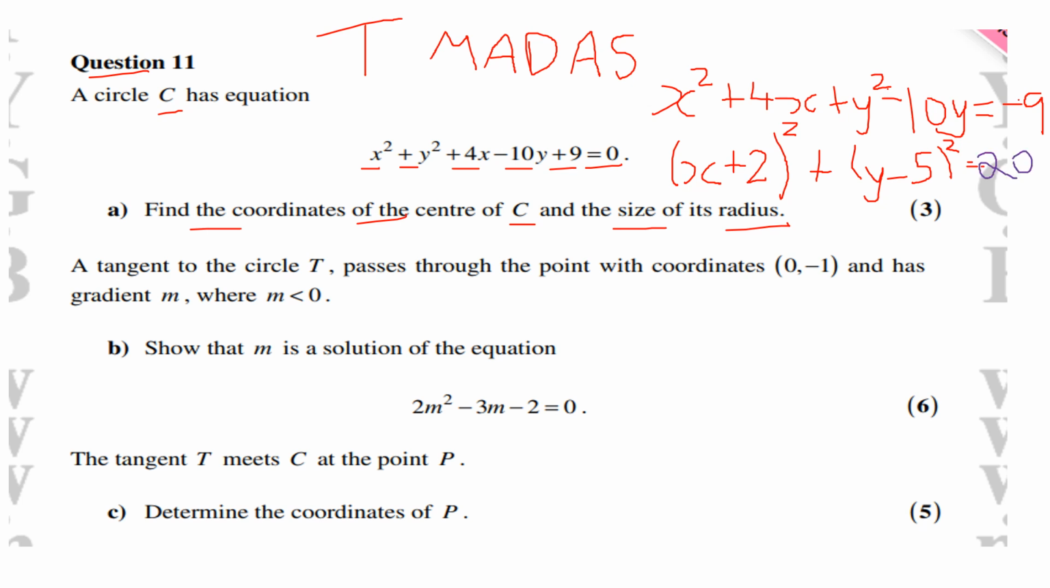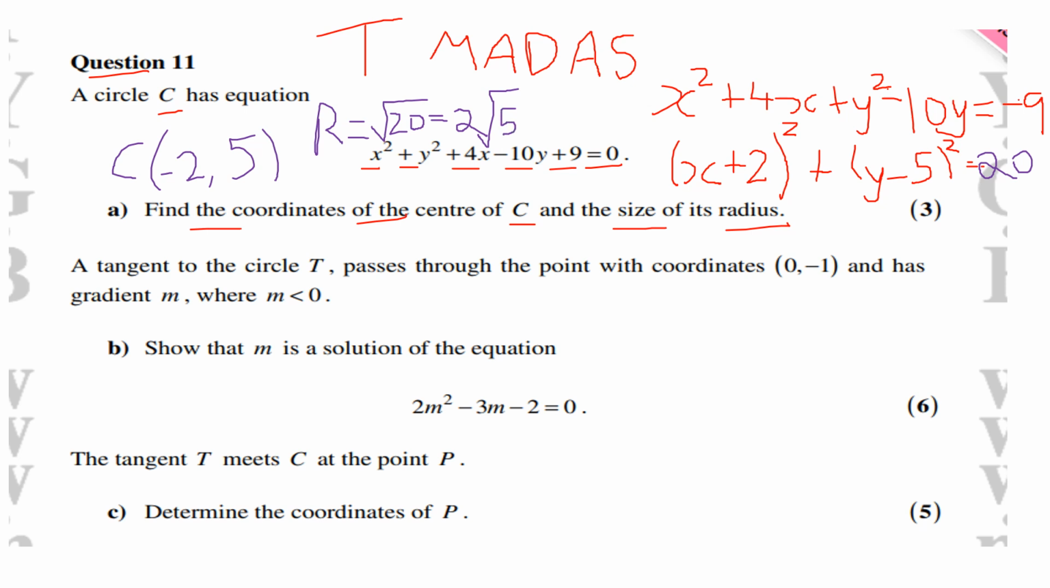So the coordinates of the center will be minus 2, 5, and the radius is equal to the square root of 20. If you want to simplify that surd using the laws of surds, I'll have root 4 times root 5. Root 4 is going to be 2, so it simplifies to 2 root 5 if you want to leave it in this form, but root 20 would also suffice.